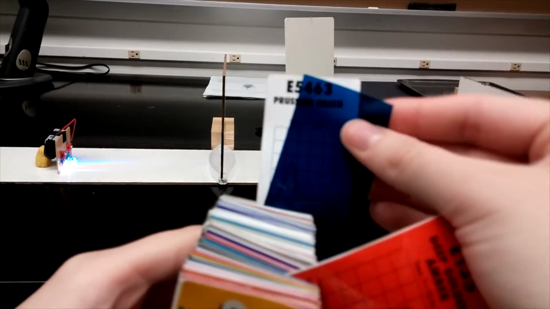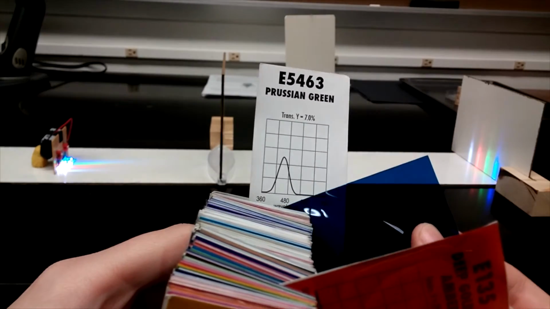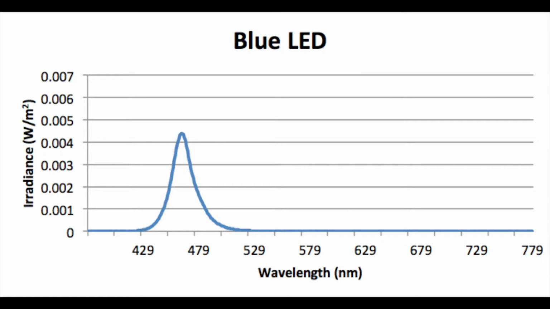There are color filters of different types, and we can tell which wavelengths they block by looking at a graph of irradiance versus wavelength. Irradiance is the light power per unit area. This helps tell us how much light is detected.